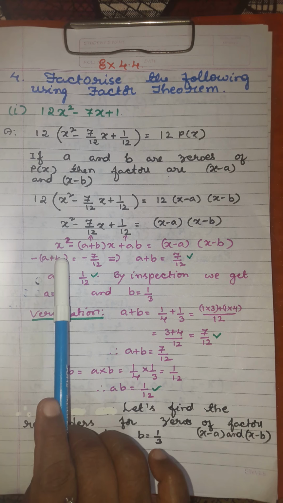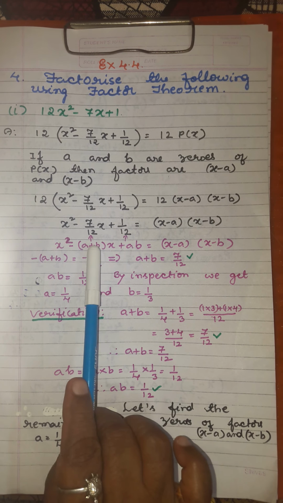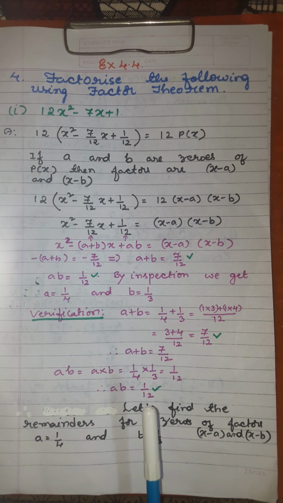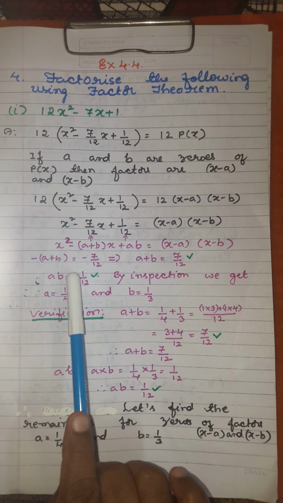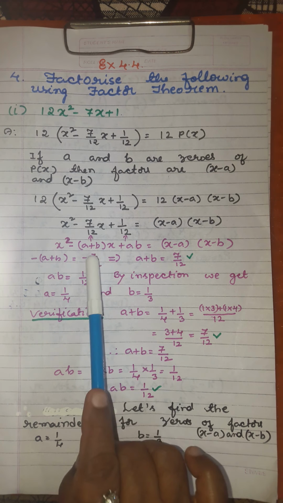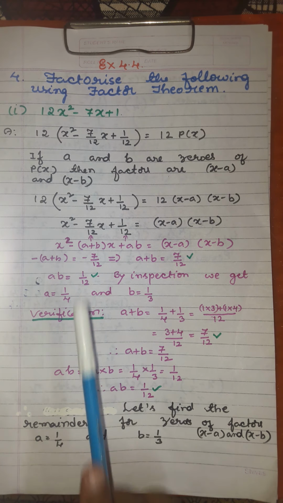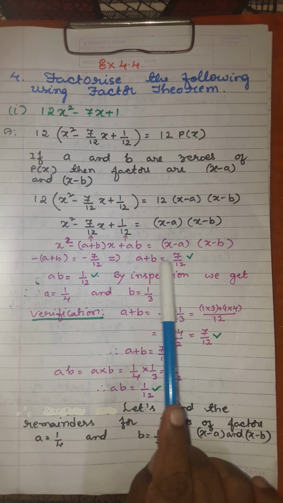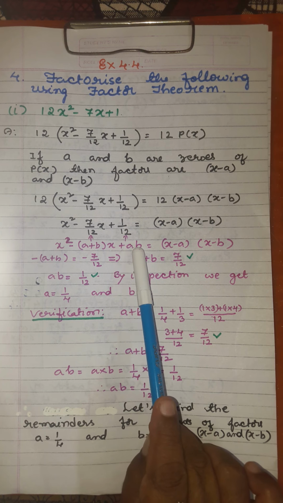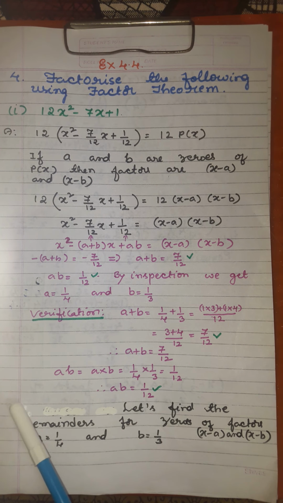Now let us compare with the standard identity. x square minus (a plus b) into x plus ab is equal to x minus a into x minus b. Now minus (a plus b) equal to minus 7 over 12. Here minus and minus get cancelled. Therefore a plus b is equal to 7 over 12. The last term we have, the product ab, is equal to 1 over 12.